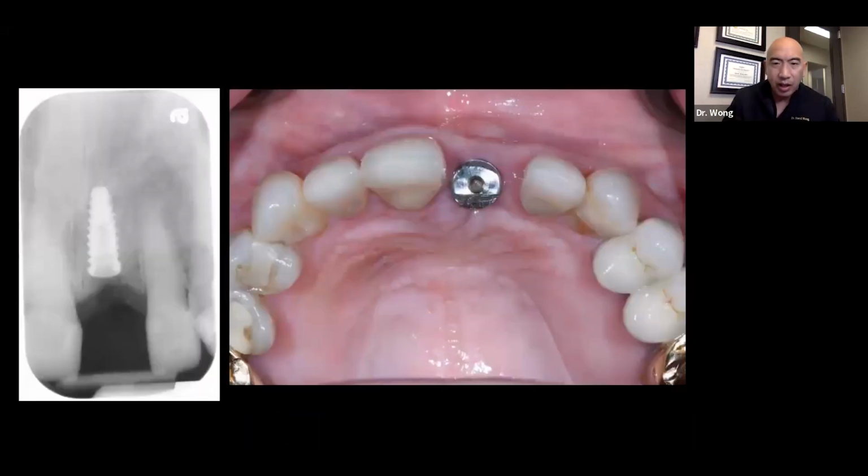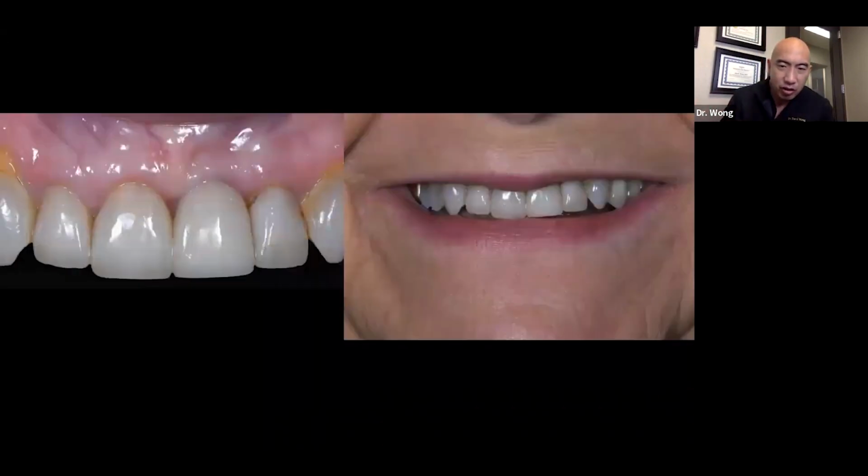At any rate, you can move forward and place your implant. When you place your implant, you're off to the lingual just a little bit so that you can get a screw retained crown. And that's what it's going to look like. Everything looks pretty good. Not too bad for a staged approach.